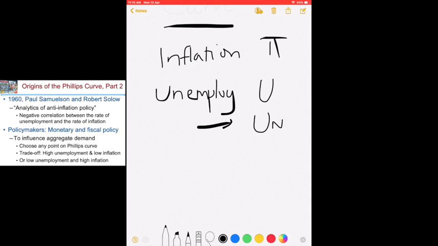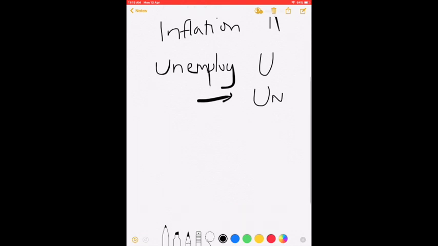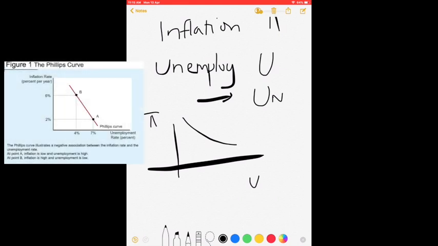So this guy, Phillips, in the 1950s, he actually decided to figure out what the correlation between inflation and unemployment was. And in doing so, he found out that if you were to plot inflation and unemployment on a graph, it looks like a downward sloping curve, which is called the Phillips curve.